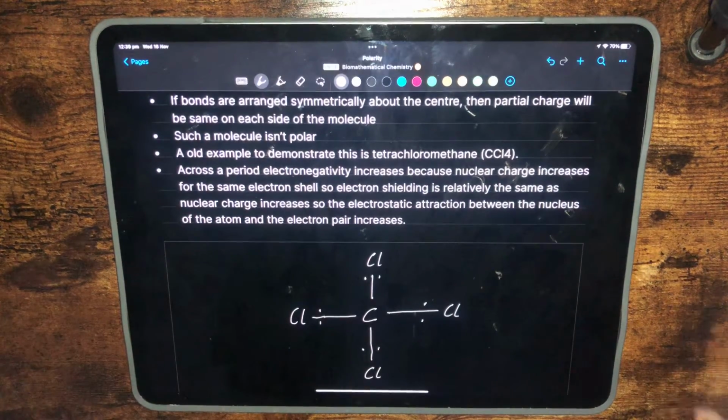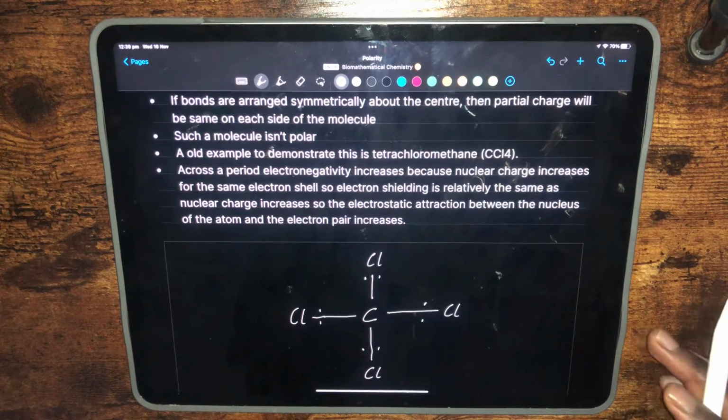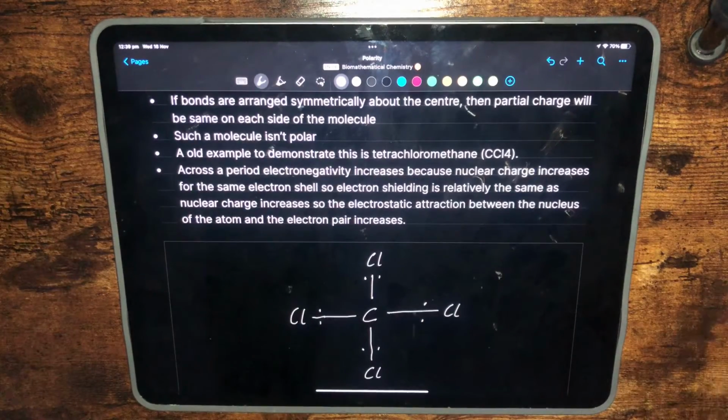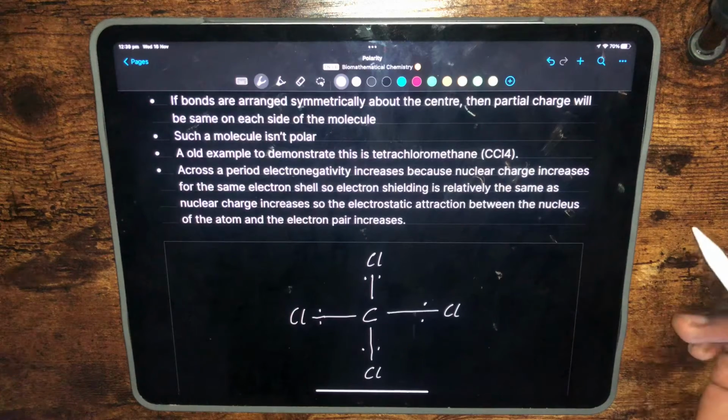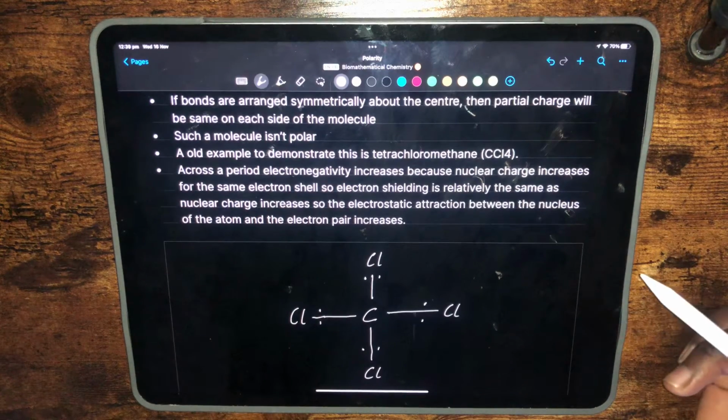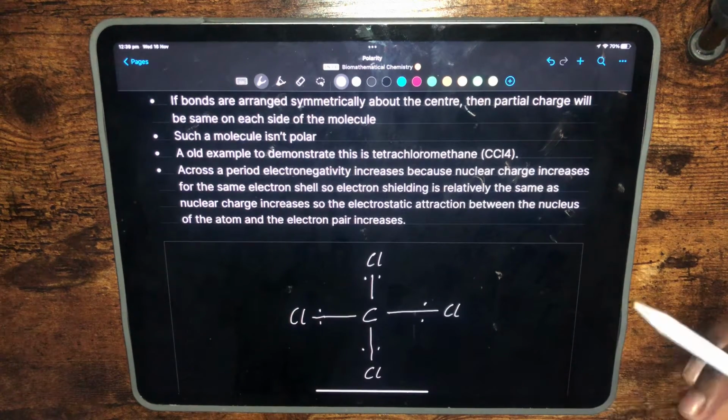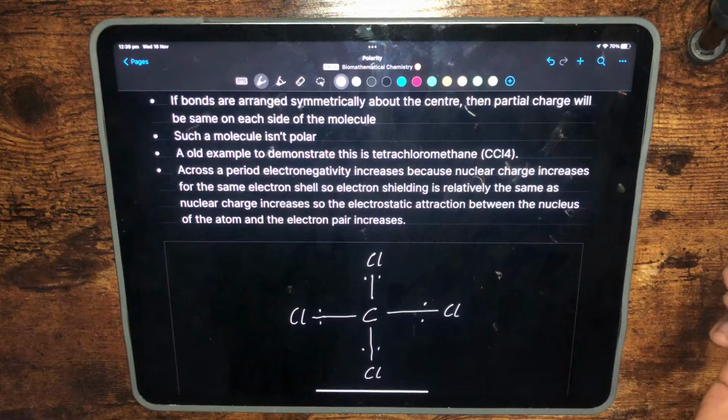All right. And the last thing I wanted to point out is that across a period, electronegativity increases. Let me read this out first. Across a period, electronegativity would increase because the nuclear charge is increasing for the same electron shell. So electron shielding is relatively the same as nuclear charge increases. So electrostatic attraction between the nucleus of the atom and the electron pair increases.